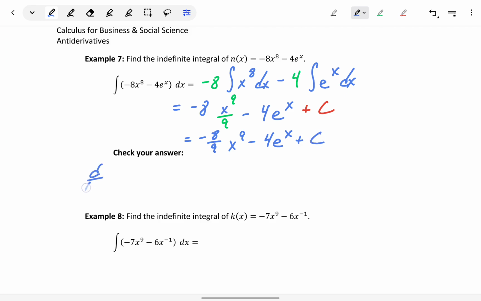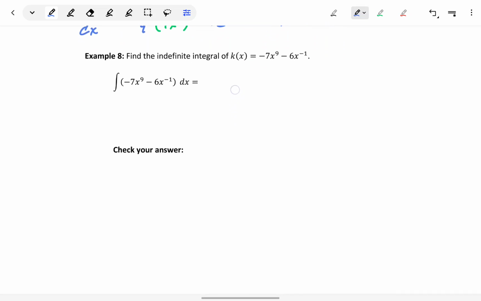And then taking the derivative of that function, we would get negative 8/9 times 9x to the 8th minus 4 e to the x plus 0, or negative 8x to the 8th minus 4 e to the x. Taking the derivative of our result should get us back to that original function.